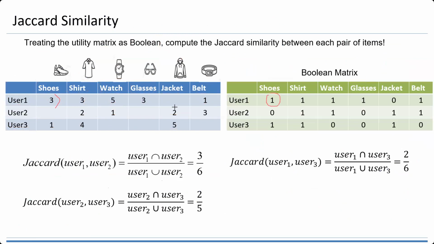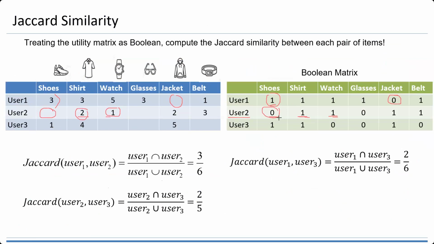If there is no item, this is zero. If the person, let's say user 2, has no shoes, okay, then this is zero. If the person has shoes, this is one. So regardless of the number, we just want to know that the person has the item. One means the person has the item. Zero means the person has no item.